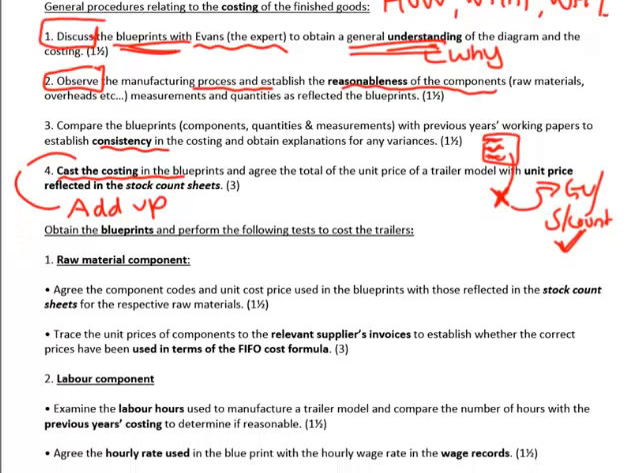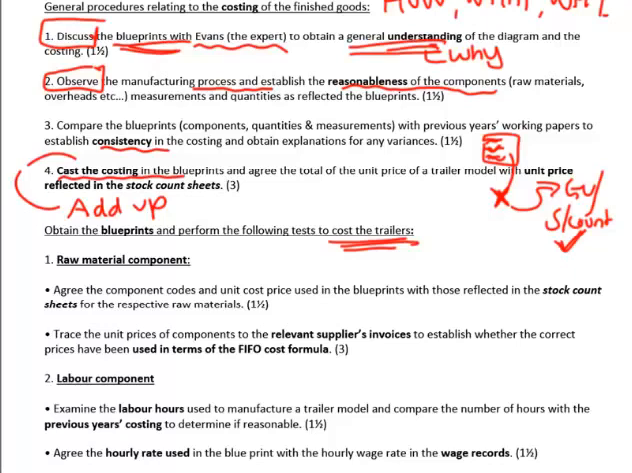Okay, next thing, we're going to obtain the blueprints and perform the following to test the cost of the trailers. Now remember I spoke about earlier when I said costs are broken down into raw materials, labor, etc. This is a nice little structure that we can use to make sure we cover all the elements. We might forget that it's made up of raw materials, but if we put down our headings and we look at that diagram that they gave us earlier, we'll make sure we cover everything. So for raw materials, we could agree those component codes and unit cost prices used in the blueprints with those reflected in the cost stock count sheets for the respective raw materials.